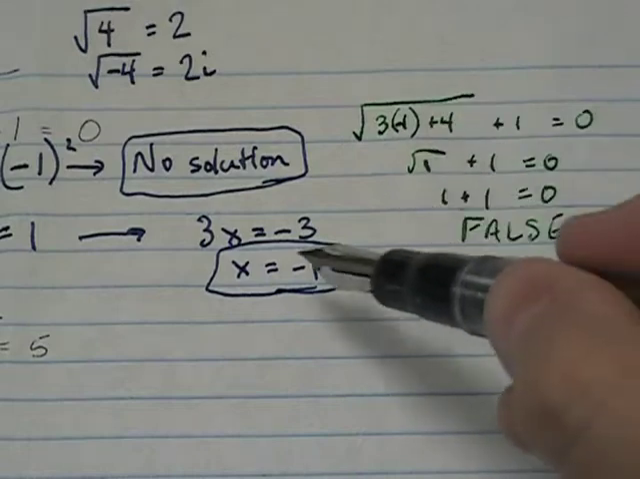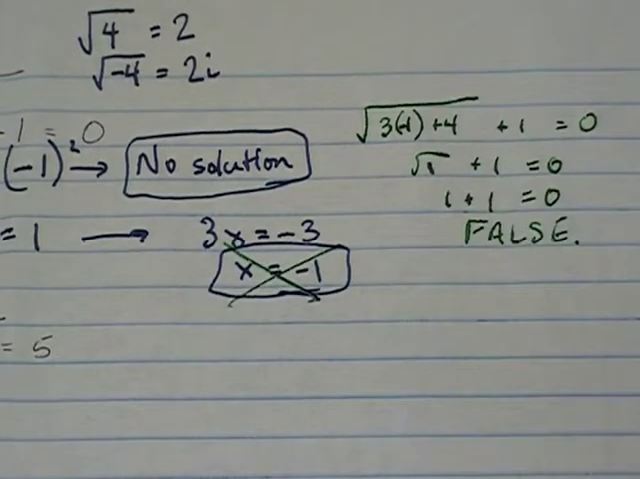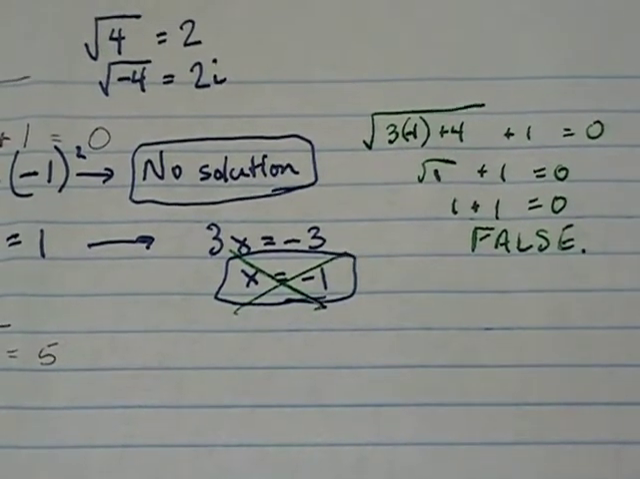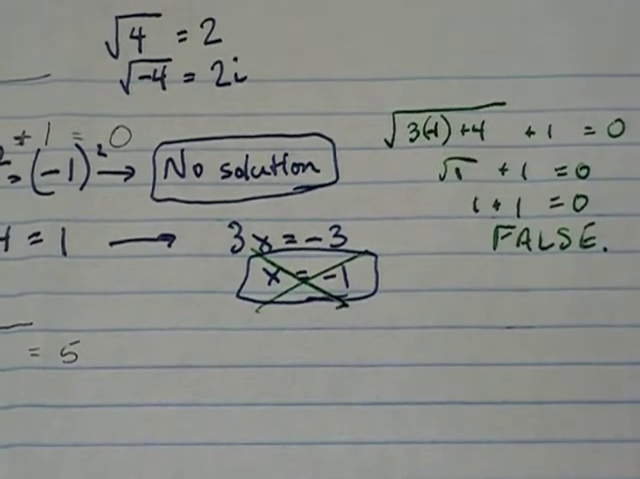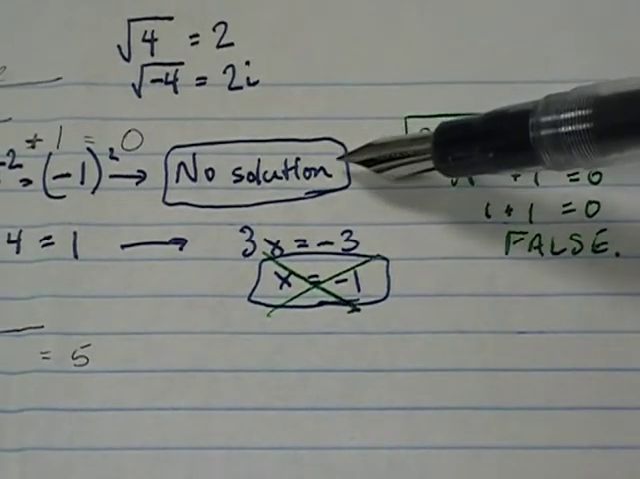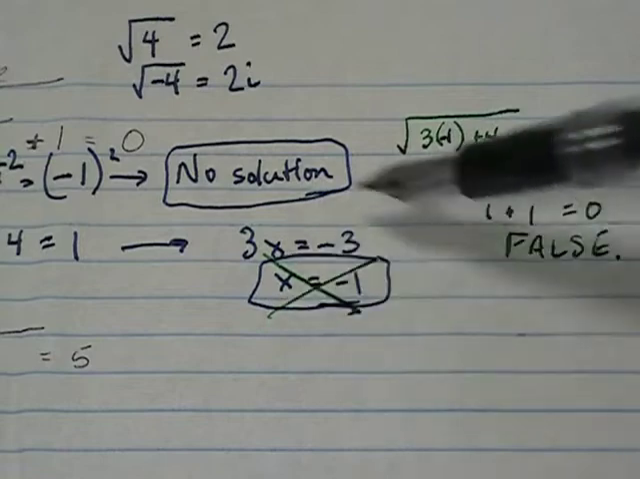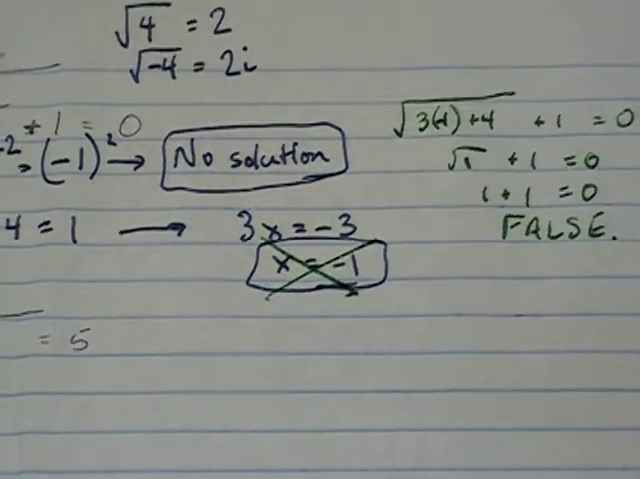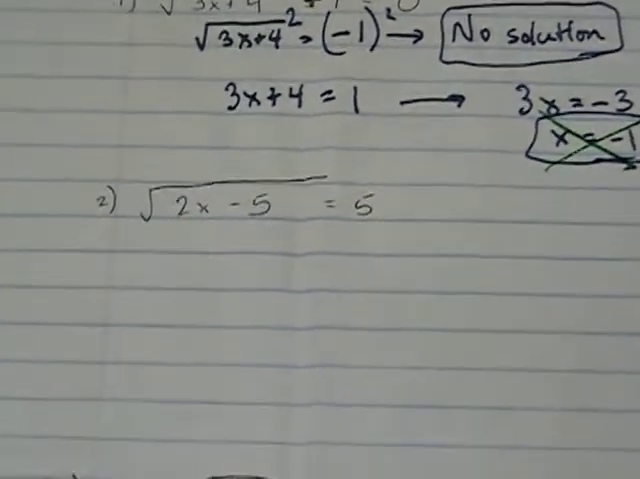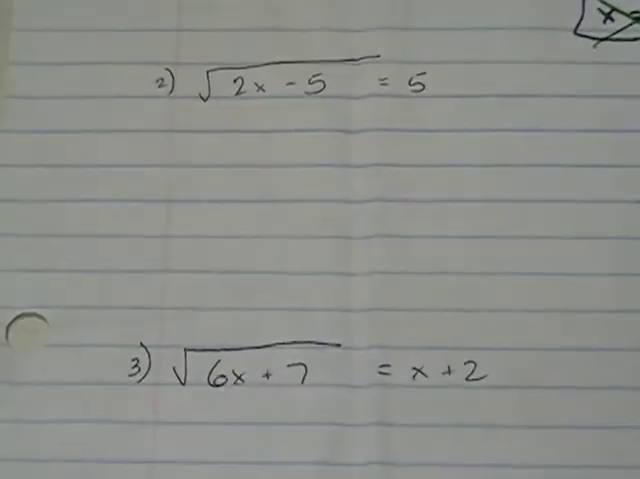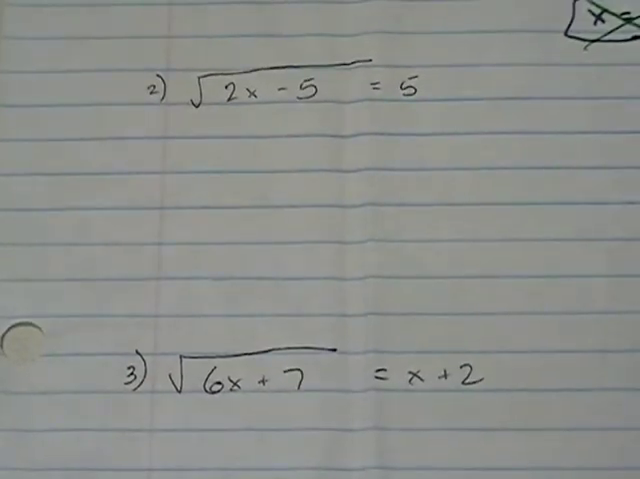And if that's a false statement, what does it say about the answer that I got? The answer must be incorrect. So that takes me back to the solution that I gave you originally, which is there is no solution for this equation because the only solution you could find doesn't actually exist. Okay? So let's move on to the second problem.